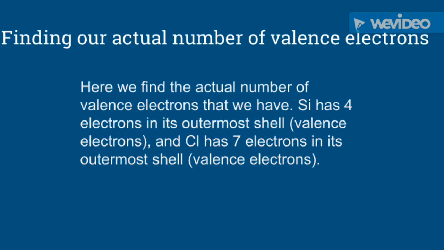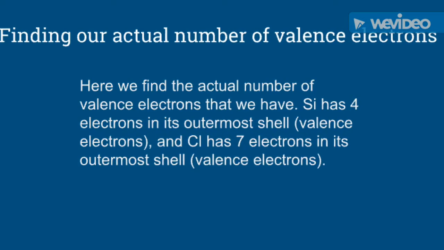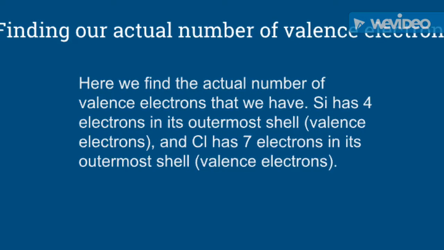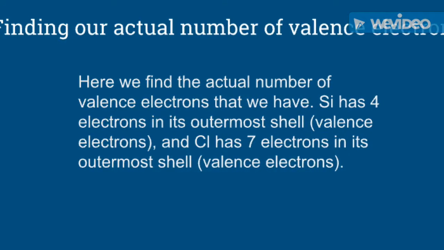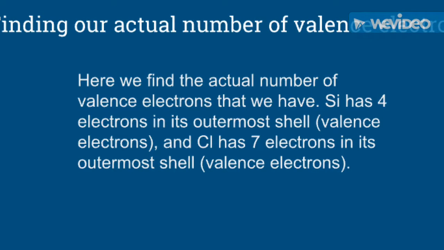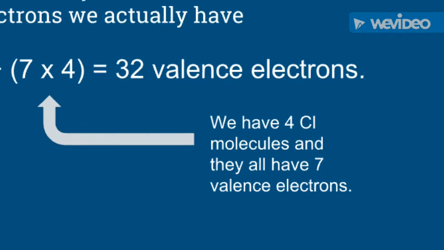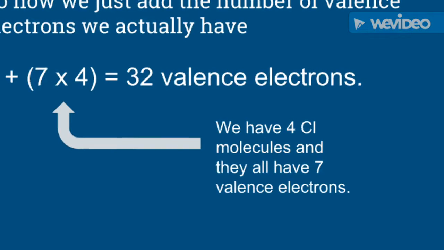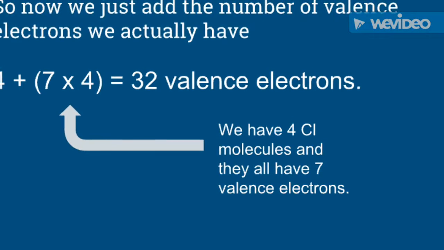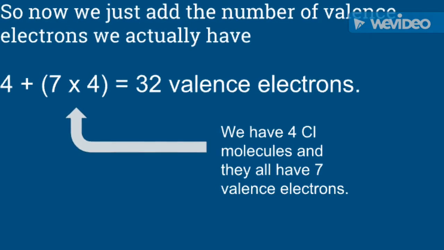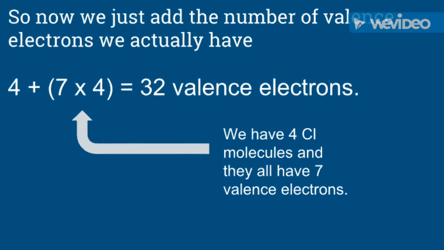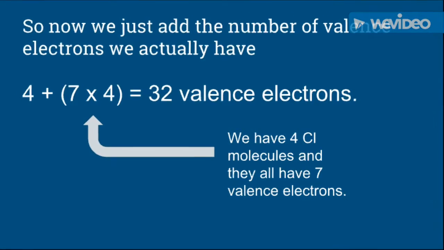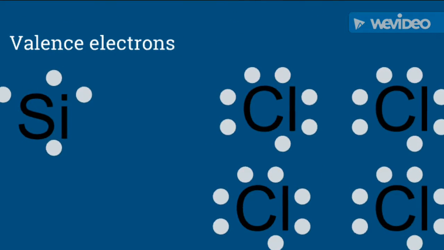Finding our actual number of valence electrons. We find the actual number of valence electrons that we have. Silicon has 4 valence electrons in its outermost shell and chlorine has 7 valence electrons in its outermost shell. So now we just add the number of valence electrons we actually have. 4 plus 7 times 4. We have 4 chlorine atoms, so we're going to multiply 4 times 7 and then add it to 4, which will give us a total of 32 valence electrons.